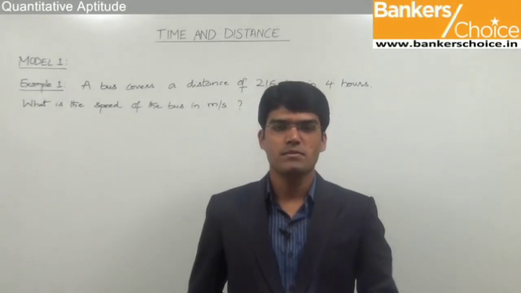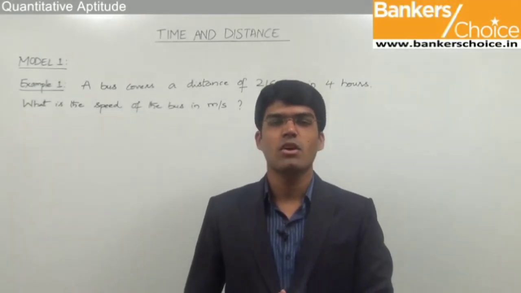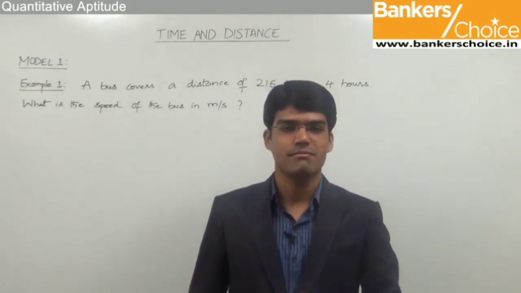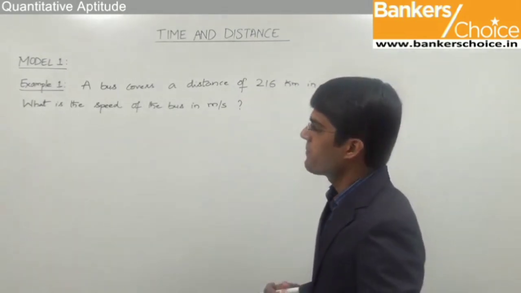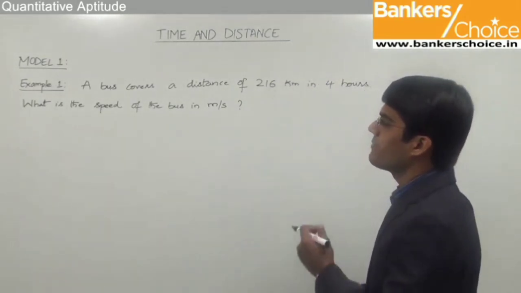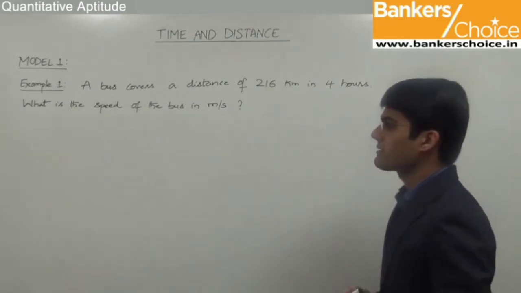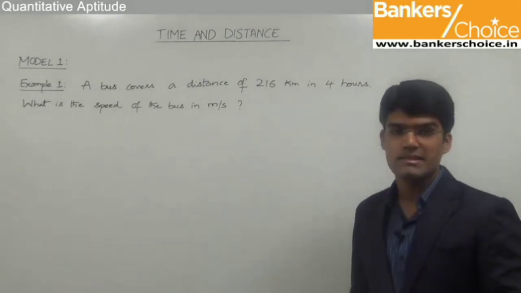Let us now take the first model from time and distance, where we shall solve some basic questions on the equation speed equals distance by time. Let us look at the first example here. The question is, a bus covers a distance of 216 kilometers in 4 hours. What is the speed of the bus in meters per second?